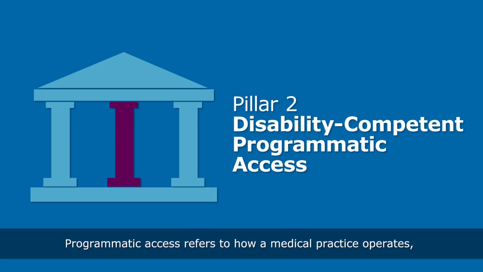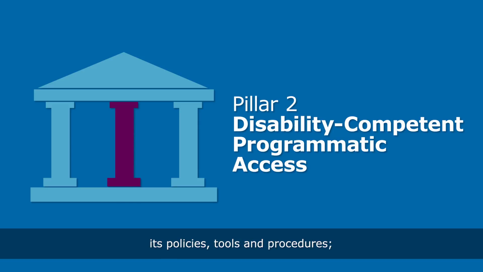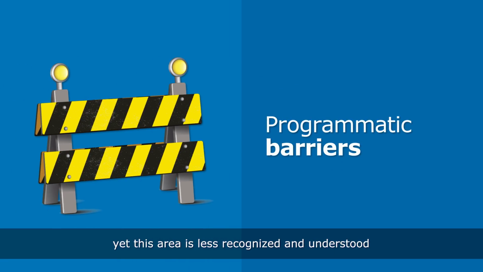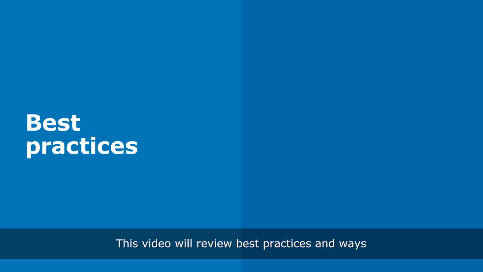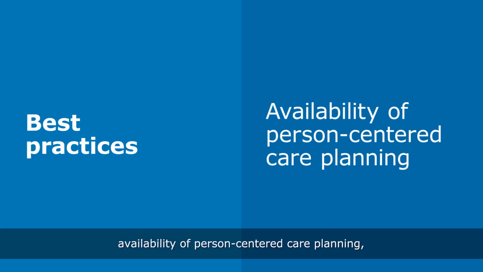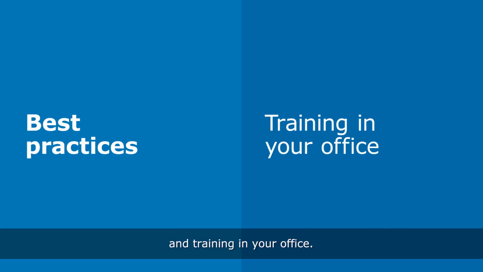Programmatic access refers to how a medical practice operates: its policies, tools, and procedures, availability of properly trained disability-competent staff, and medical responses to individuals with disabilities. Many reported barriers are programmatic in nature, yet this area is less recognized and understood than either physical access or communication access. This video will review best practices and ways to assess your office for the following topics: policies and procedures, availability of person-centered care planning, and training in your office.